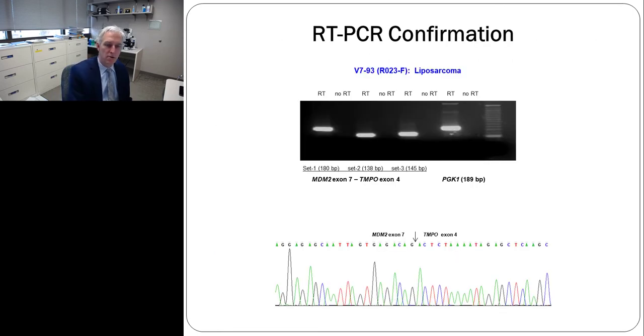We always confirm our fusions with RT-PCR just to make sure they're real. And I'll tell you that probably over 98% of the time they confirm. So the assay has very high specificity, not a lot of false positive results. And this just shows an example of a fusion we picked up in a liposarcoma between a gene known as MDM2 and TMPO, and it joined exon 7 of MDM2 to exon 4 of TMPO. And we confirmed it by agarose gel electrophoresis and also sequencing the products.